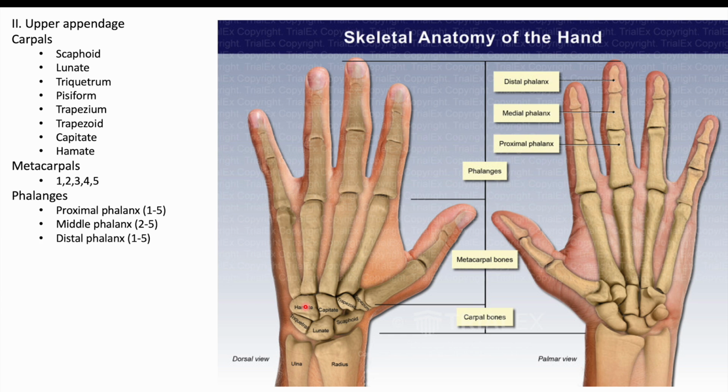All right, so those are all the bones of the hand. Make sure you can differentiate whether you're looking at a palmar view or a dorsal view. Remember, in the palmar view, you can see the pisiform, and make sure you can tell the difference between the left and the right hand.